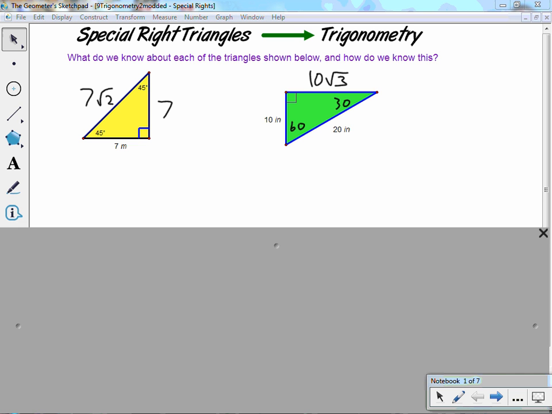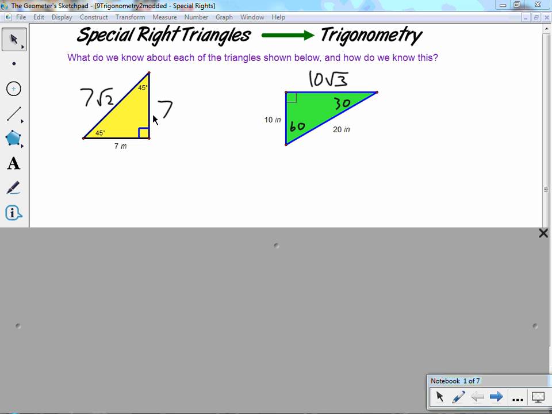So we just found lots and lots of measurements without doing any calculations. No computations, didn't even use Pythagorean theorem. Maybe you used Pythagorean theorem to find this side, I'm not sure. But the fact that we know 30, 60, 90 means we don't have to. And whether you realize it or not, we just did trigonometry. We did a little bit of trig there.